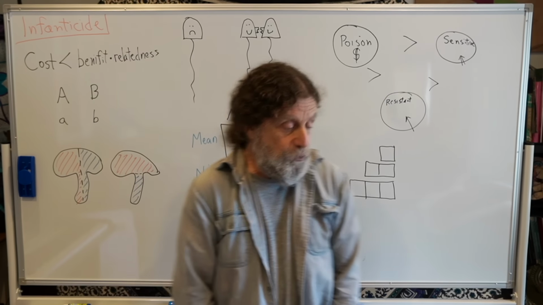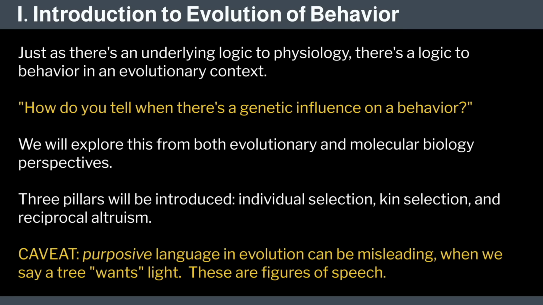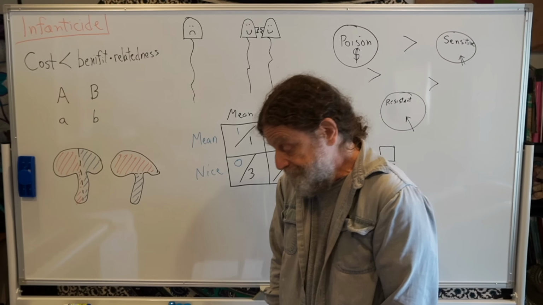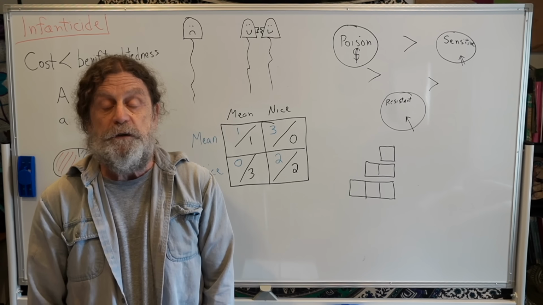And much of what the next 3, 4, 5 lectures are to be about is how do you tell when there's a genetic influence on a behavior? From an evolutionary perspective, from a molecular biology perspective, that is where we are heading. Okay, so we start off from the standpoint of evolution of behavior.